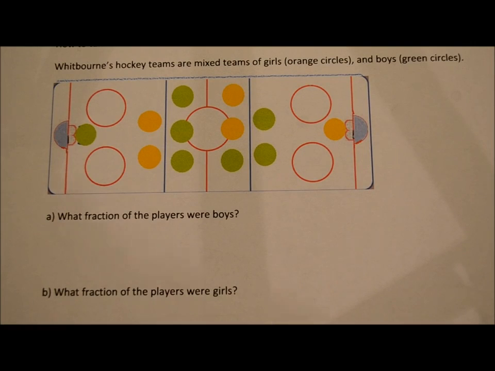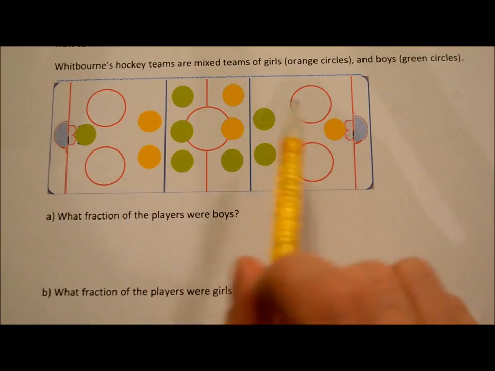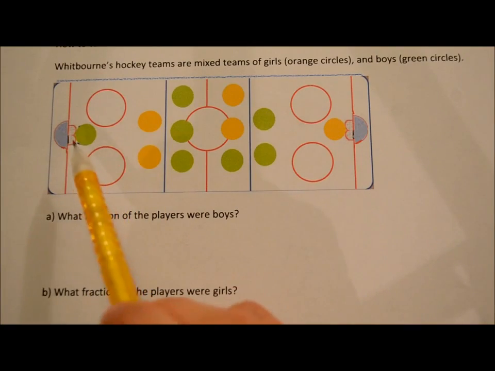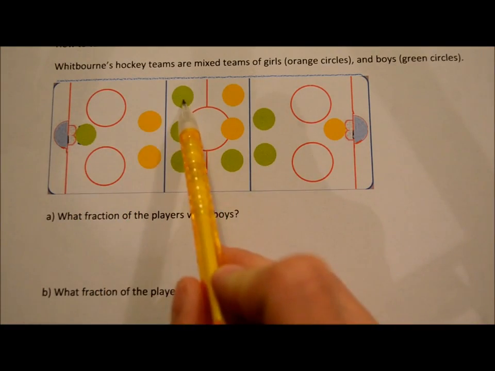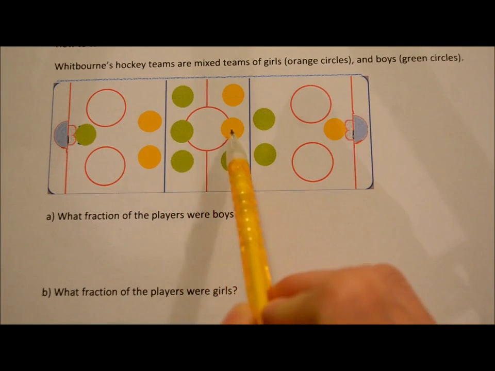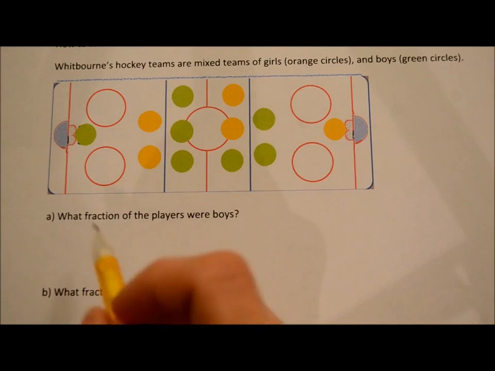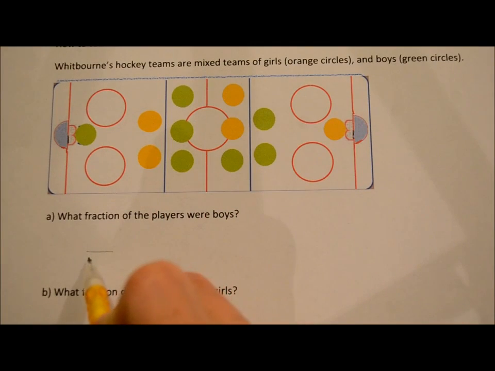So what we have to do first is find the denominator. The denominator is the number on the bottom. So in order to do that, we have to count the total number of players on the ice. So let's start counting. 1, 2, 3, 4, 5, 6, 7, 8, 9, 10, 11, 12. So the denominator of our answer is going to be 12.